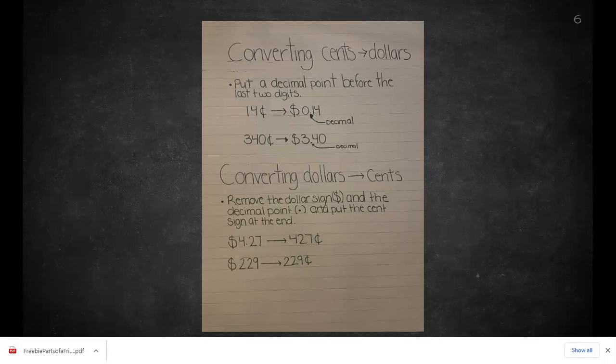So now when we convert dollars to cents, we need to make sure to remove our dollar sign and the decimal point and put the cent sign at the end. So if we have $4.27, we get rid of the decimal and the dollar sign, and it becomes 427 cents.